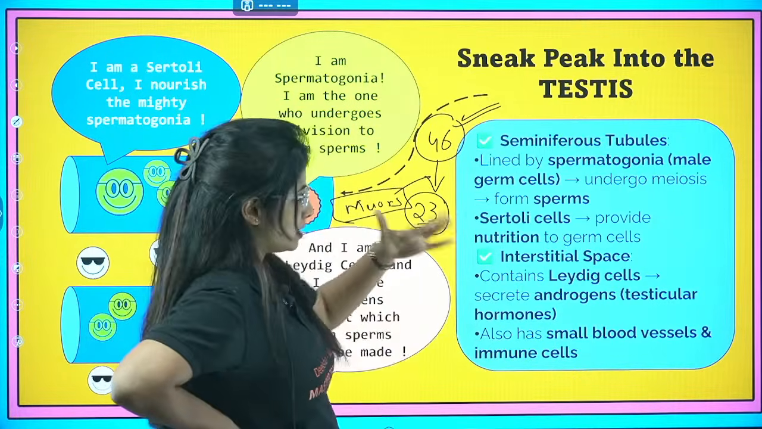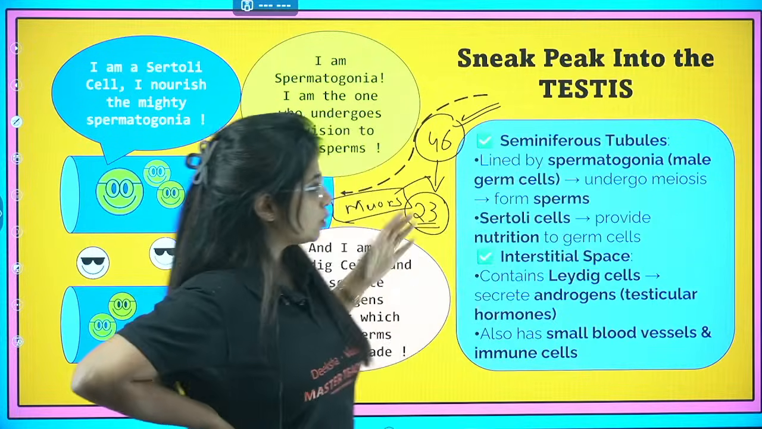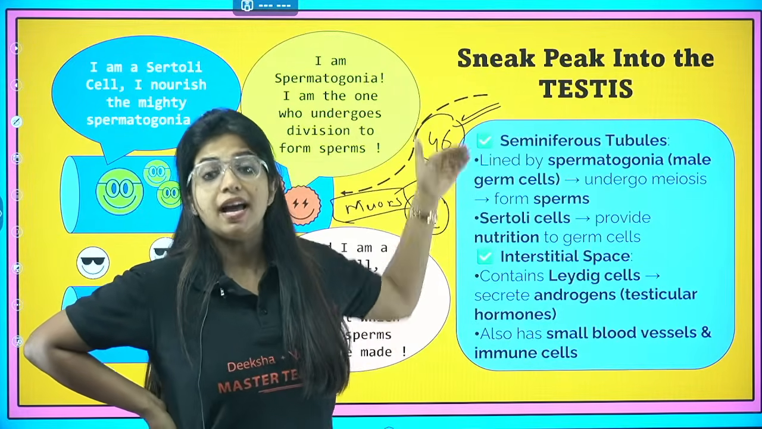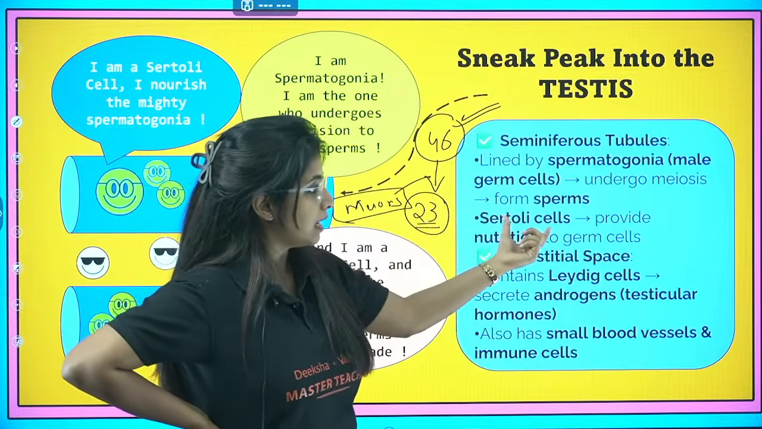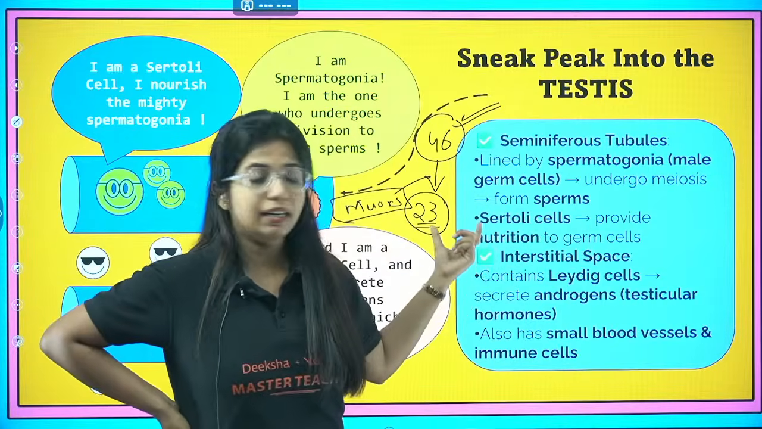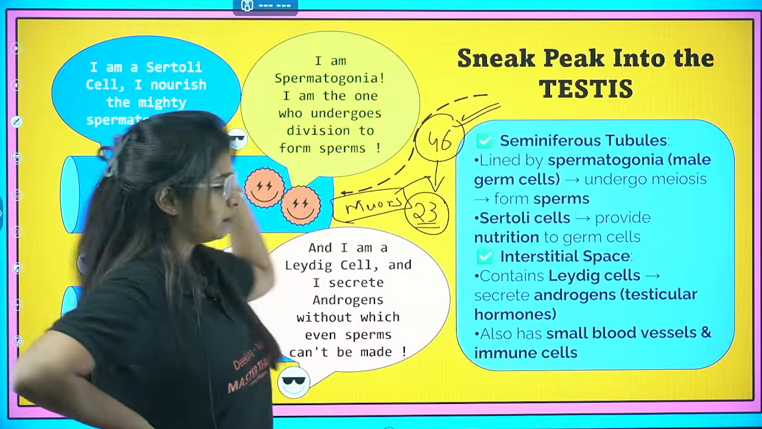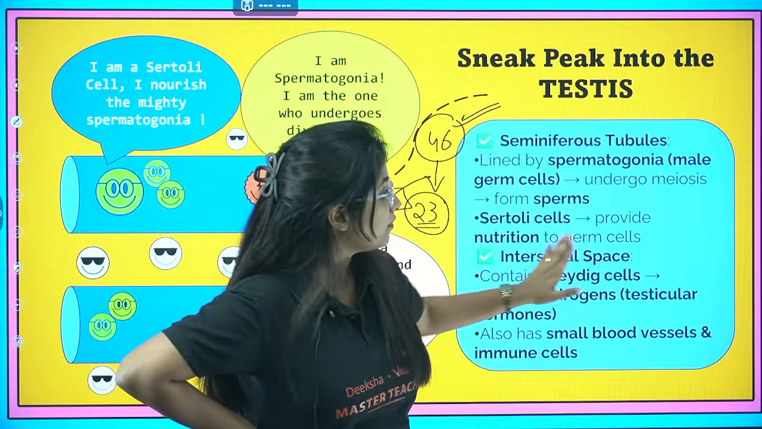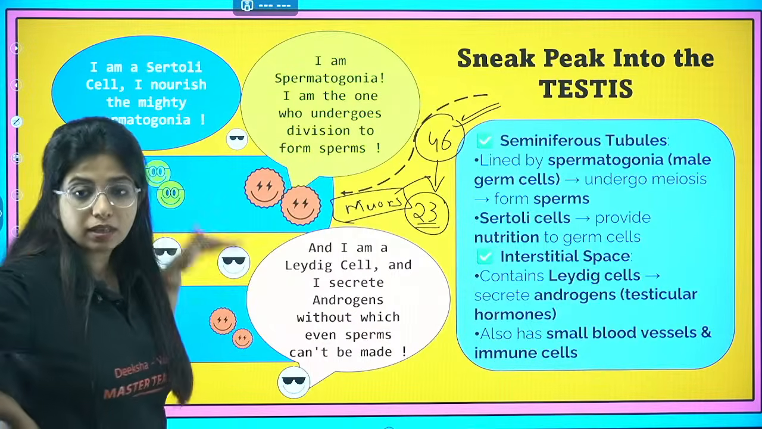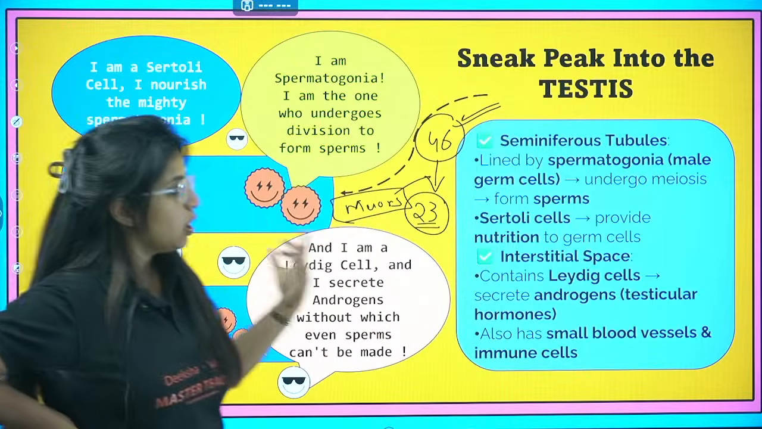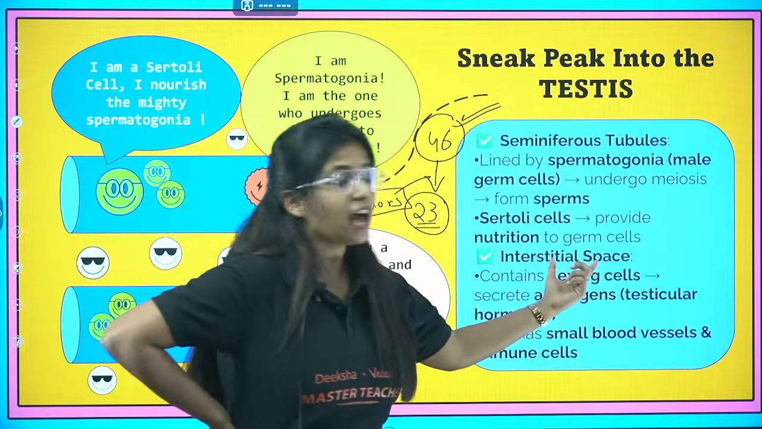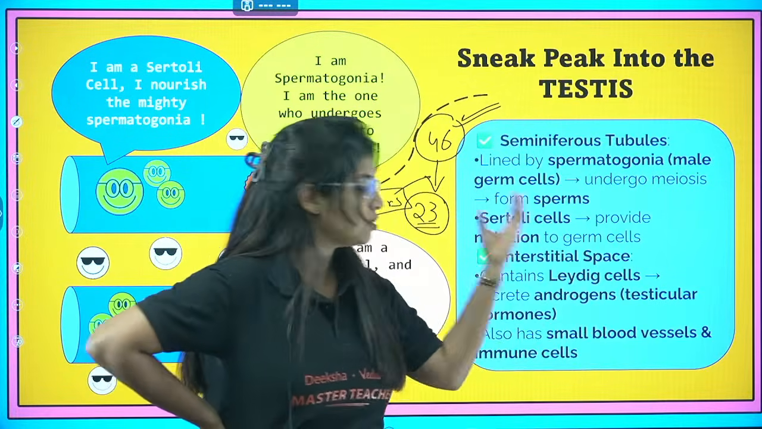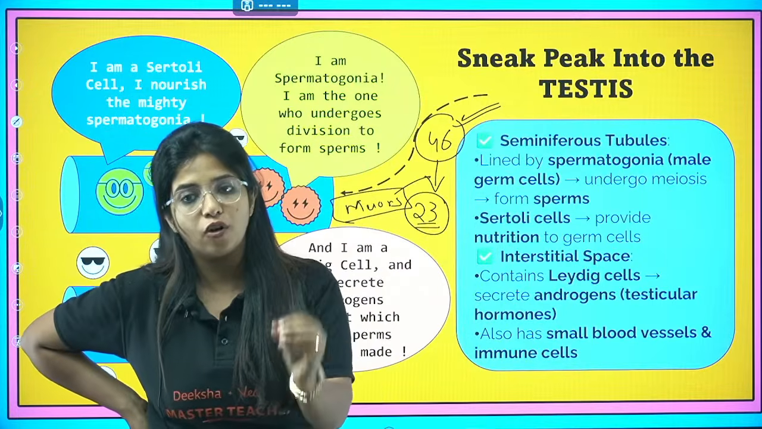Okay, so yes, now Sertoli cells, what do they do? So we spoke about seminiferous tubules. We said that spermatogonia are there. Apart from it, we also have Sertoli cells. What do they do? They provide nourishment to the germ cells. Studied about that. Now we have interstitial space, as in the space between the seminiferous tubules. What is there in there? There we have the Leydig cells. What do they do? They basically produce androgens, or what you call testicular hormones.